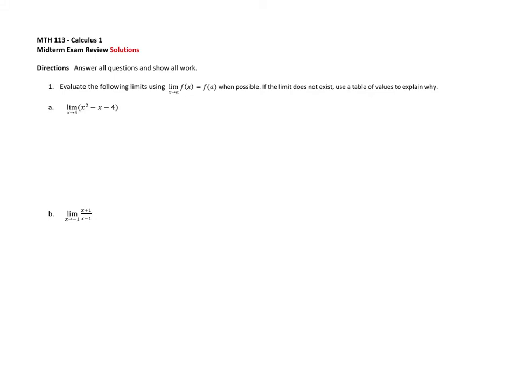In question 1, we want to evaluate a couple of limits. Here we have the limit as x approaches 4 of x squared minus x minus 4. Now, since this is a continuous function at x is equal to 4, we can solve the limit by plugging 4 in place of all of the x's. That is, this is equal to 4 squared minus 4 minus 4.